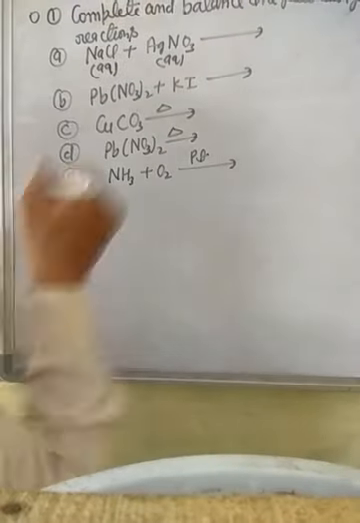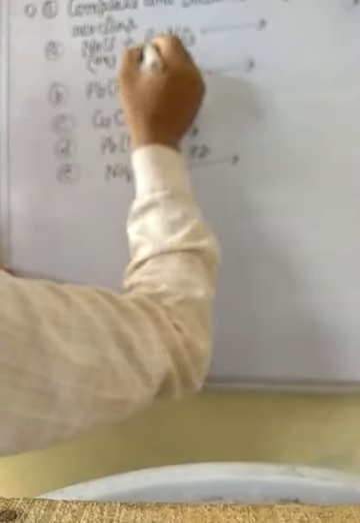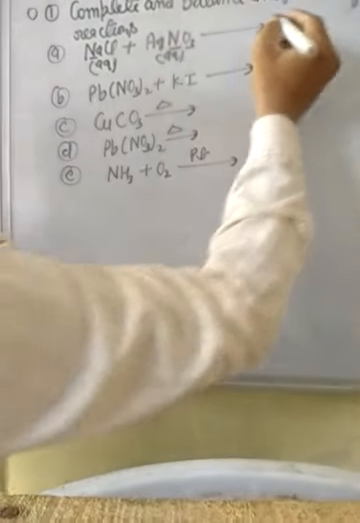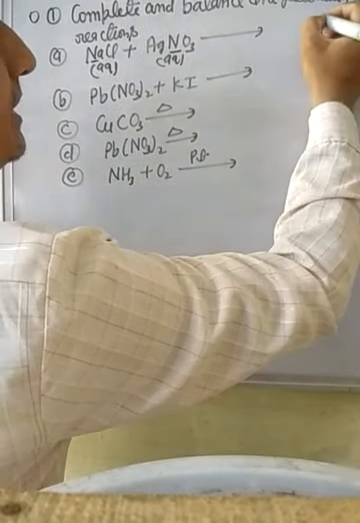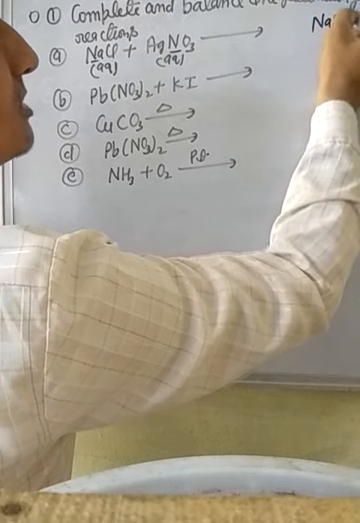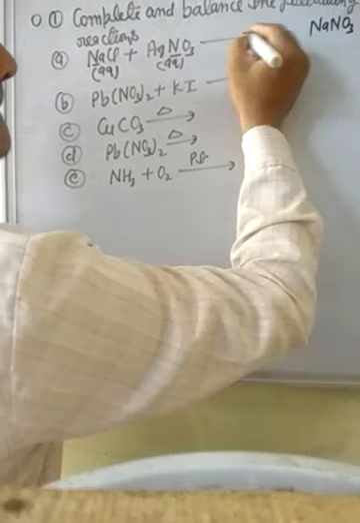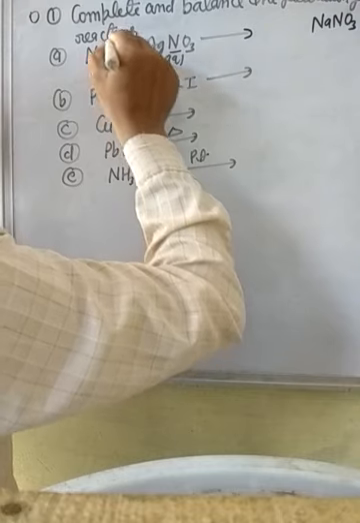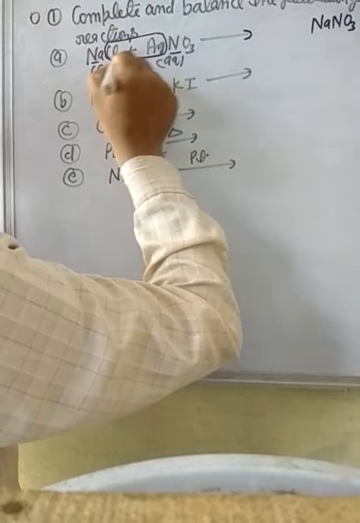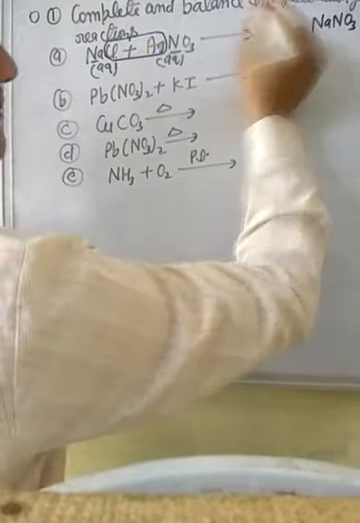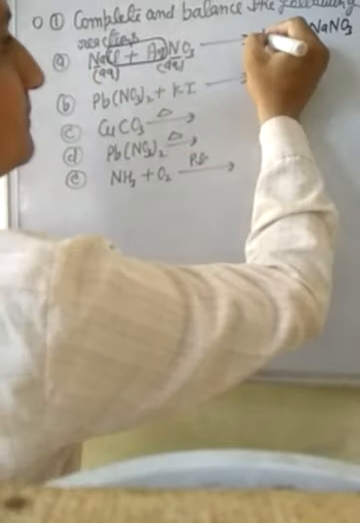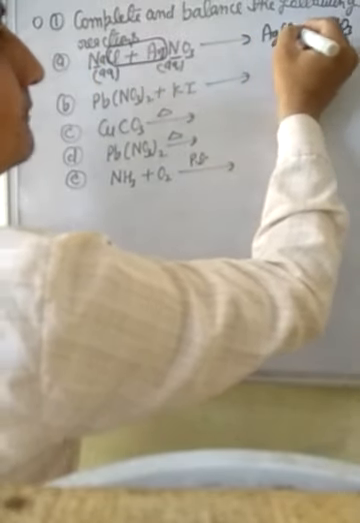Look here. Here Na and NO3 combine to form NaNO3, and Ag and Cl combine. When silver and chlorine combine, then silver chloride AgCl is formed.